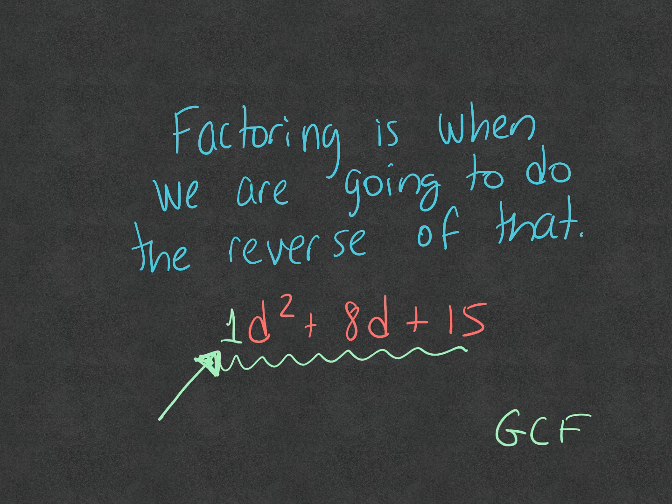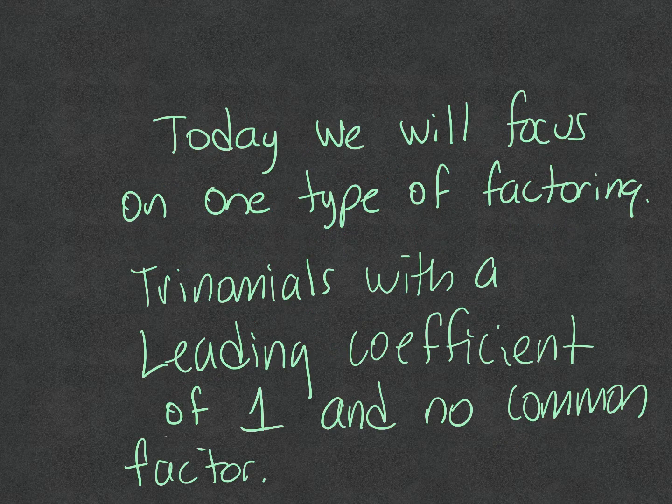So I can grab that example, d squared plus 8d plus 15. The example just tells you that today we're going to focus on one type of factoring, trinomials with that leading coefficient of 1, and there's no common factor. We call that a GCF. You're probably familiar with greatest common factor from the practice we've done already and from your prior years of school. So let's go on to the examples.